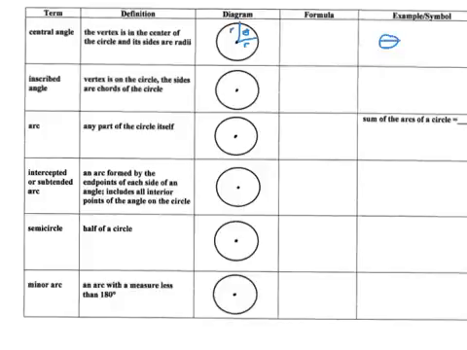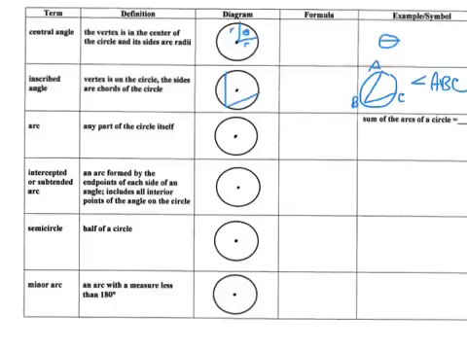An inscribed angle has its vertex on the circle, and the sides are chords. So that's different than the central angle. The central angle has its sides as radii. An inscribed angle has its sides as chords. And we can label it, if I draw one over here, a circle and an inscribed angle, and we have A and B and C, that would be angle ABC. Just like before, the vertex is the center letter.